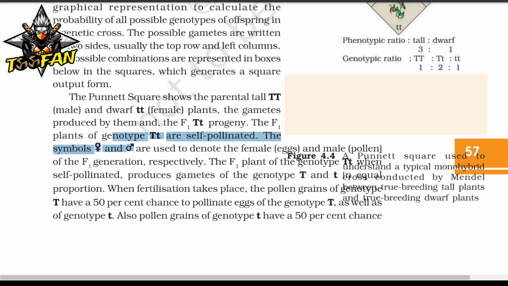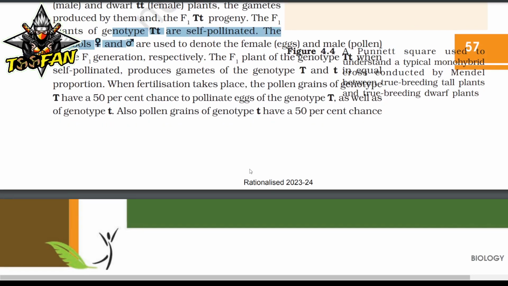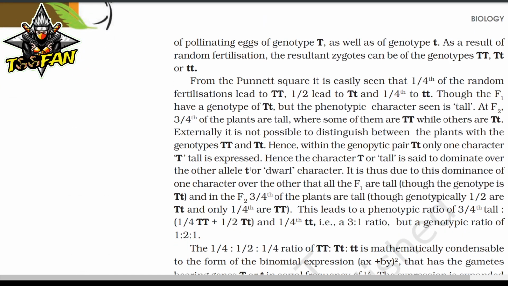Also, pollen grains of genotype capital T have a 50% chance of pollinating eggs of genotype capital T as well as of genotype small t. As a result of random fertilization, the resultant zygotes can be of genotype TT. From the Punnett square, it is easily seen that 1/4 of the random fertilization leads to TT, half lead to capital T small t, and 1/4 to small t small t.